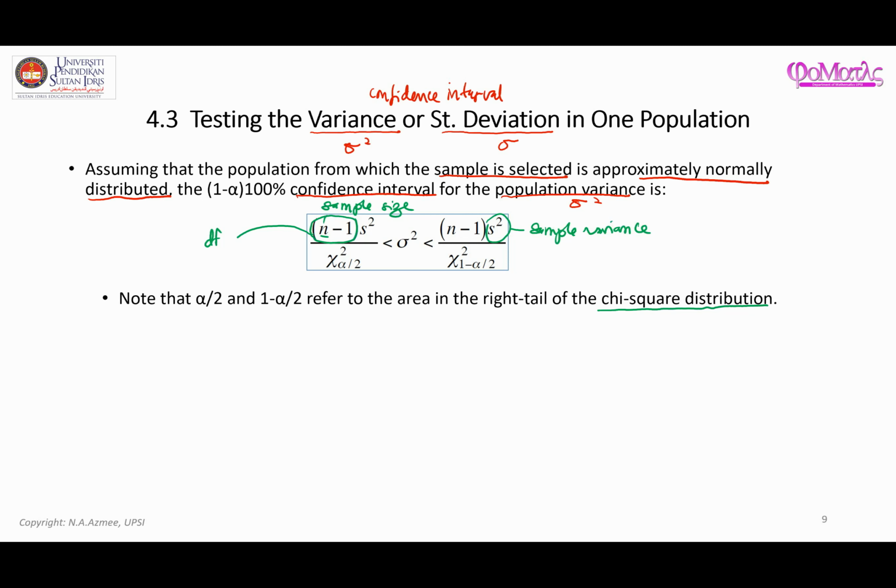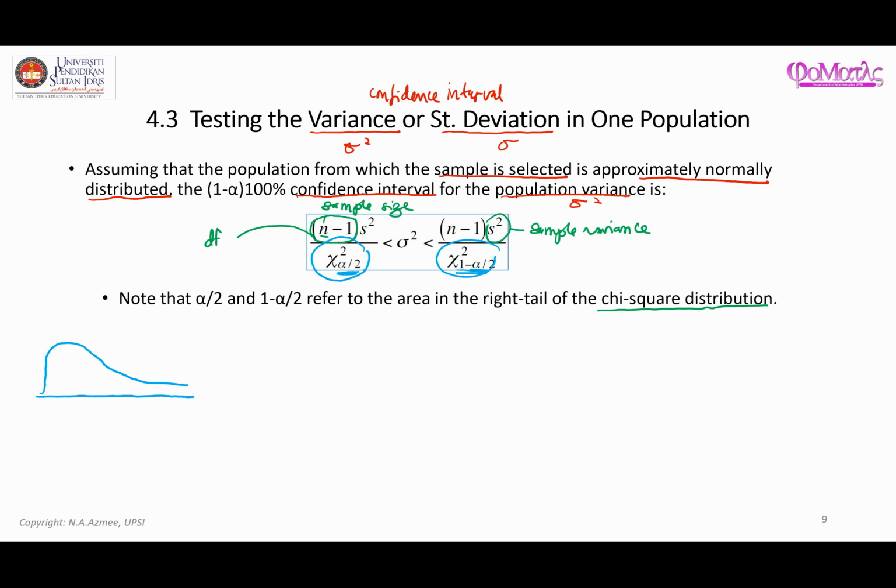Okay, sample variance. And at the bottom part here is something that looks a bit complex, but in reality it is not so much. I'm going to explain these two symbols using a simple visual representation. Let's say we have the chi-square distribution curve, which looks like this. And here we have alpha over 2, and on this side we have 1 minus alpha over 2.